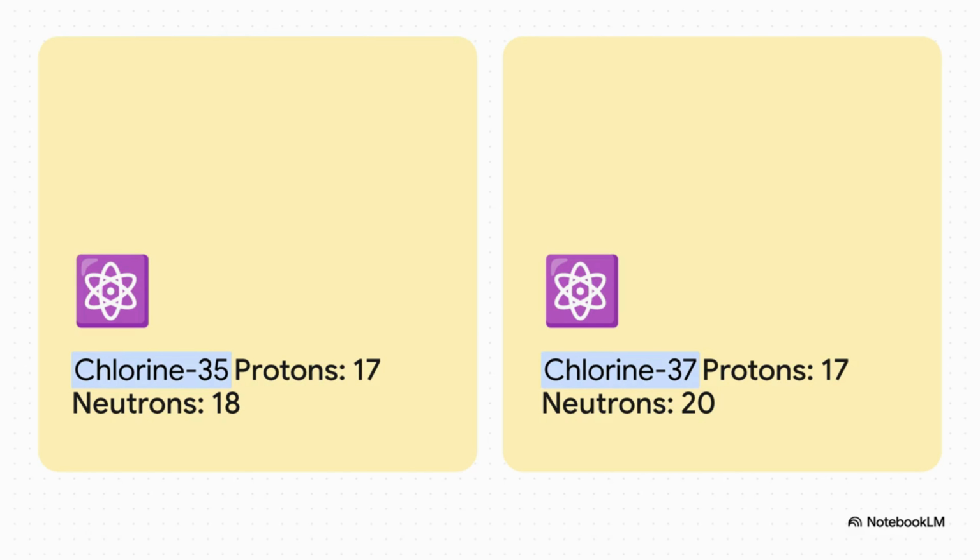Let's look at a perfect example, chlorine. We have two common isotopes, chlorine-35 and chlorine-37. Now look closely. What's the same? They both have 17 protons. That's what makes them chlorine. But look at the neutrons. Chlorine-35 has 18 neutrons, but chlorine-37 has 20. That different number of neutrons changes their mass number, and that's what makes them different isotopes.